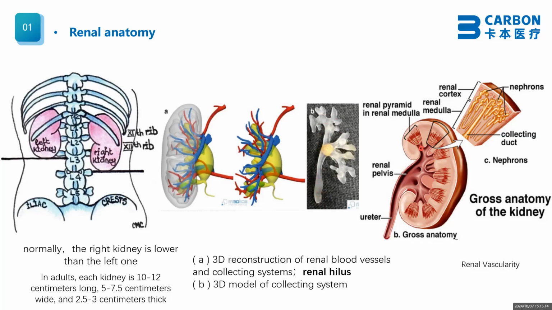And then from this picture we can also see the renal inner structure, like this is the minor calyx of the kidney, and then this is also a minor calyx, and they are together. This is called the major calyx of the kidney, and then this is the renal pelvis.